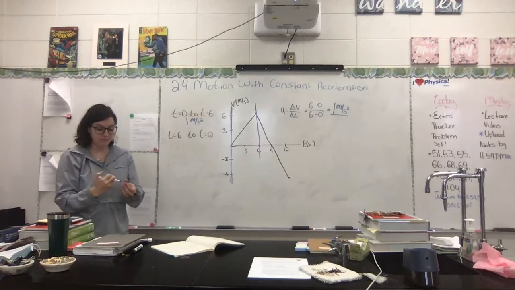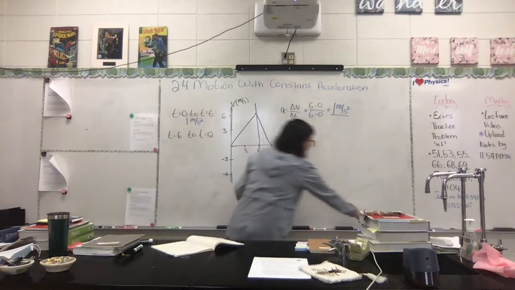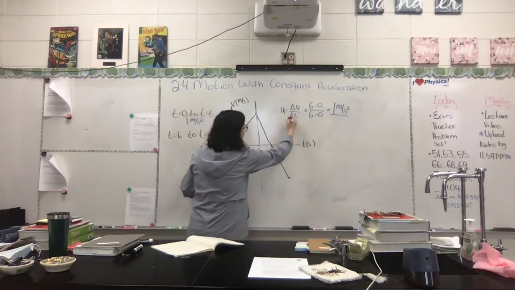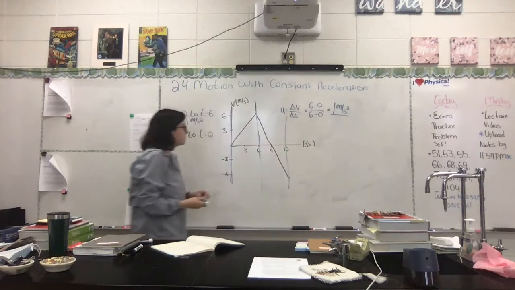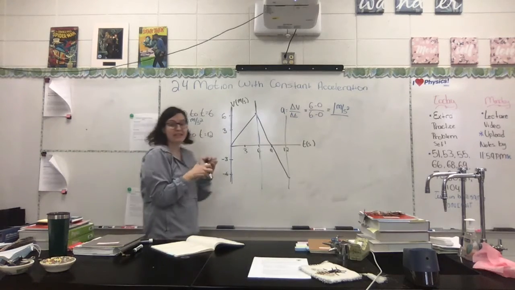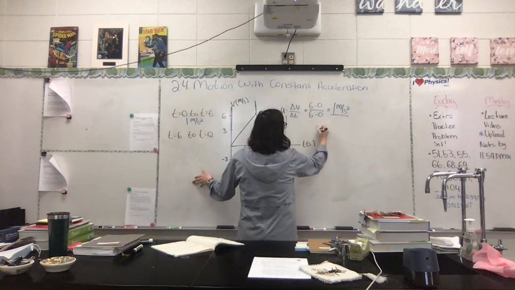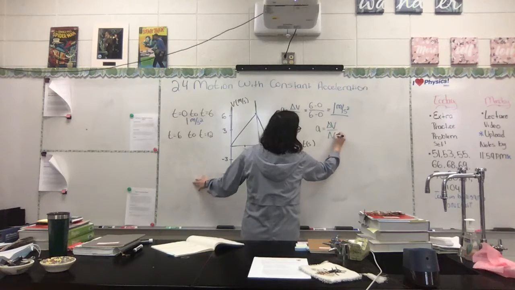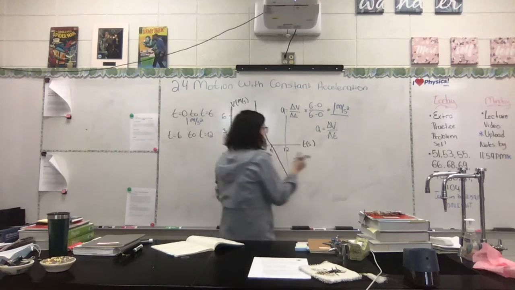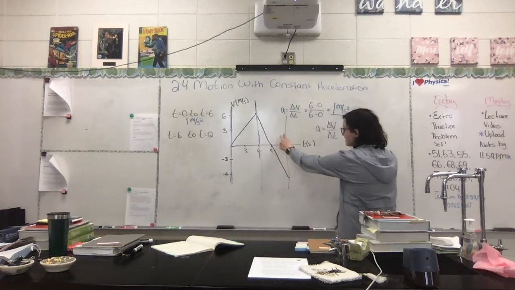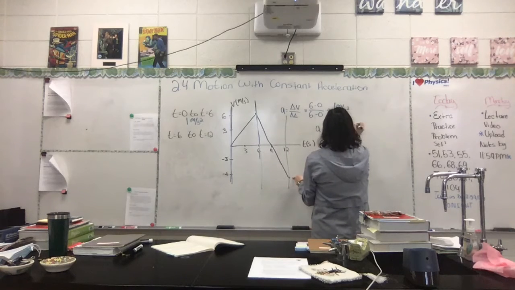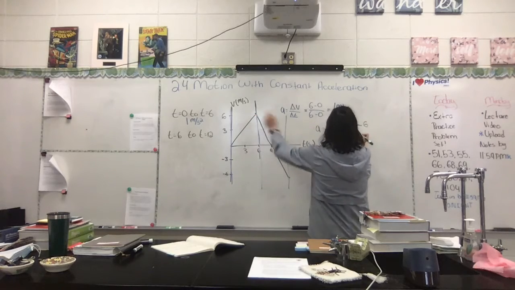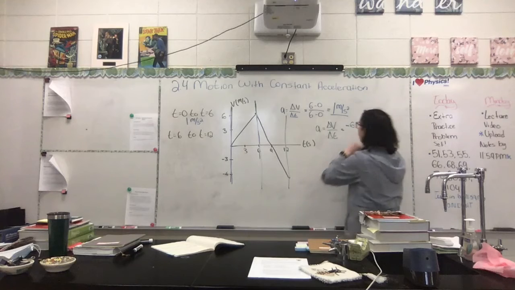Okay, now we need to look at the time period from 6 to 12. From 6 to 12, his acceleration is once again equal to delta v over delta t. He ends at negative 6 meters per second and started at 6. So we're going to have negative 6 minus 6 on top for our delta v.